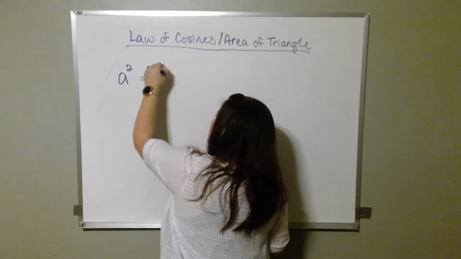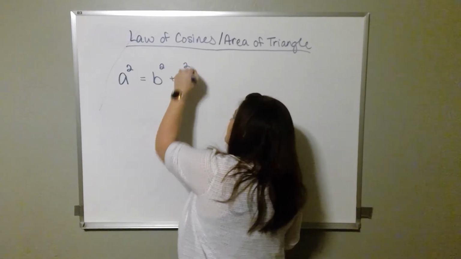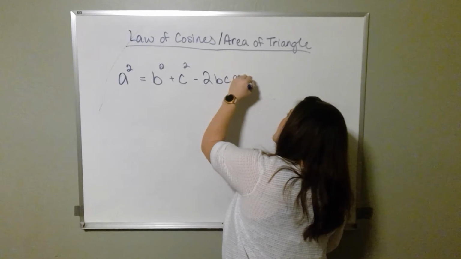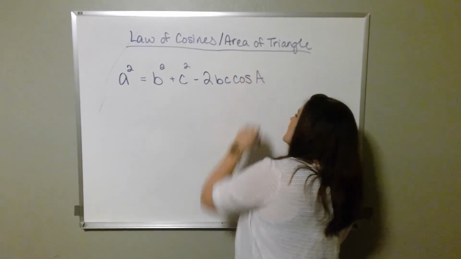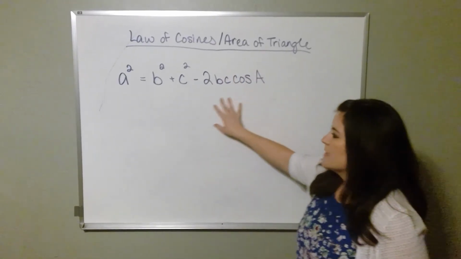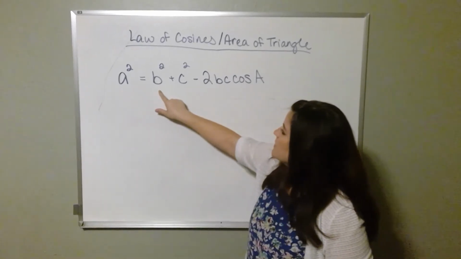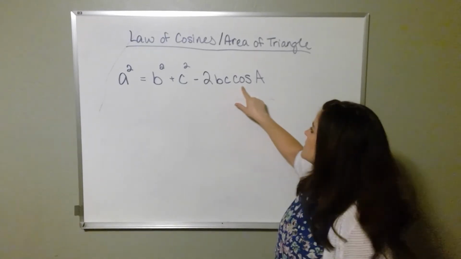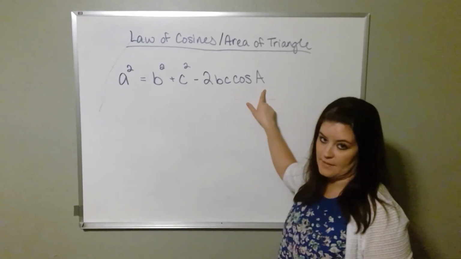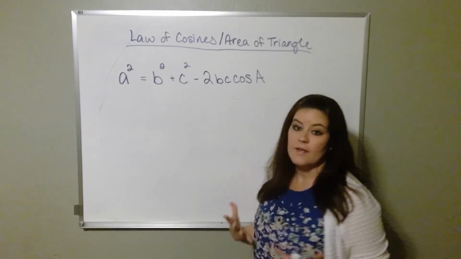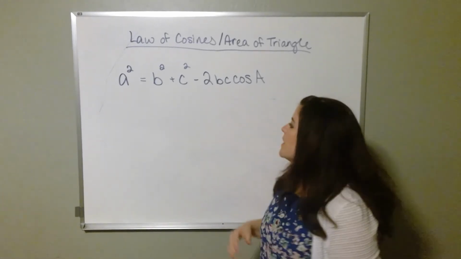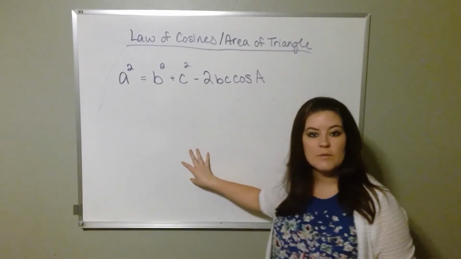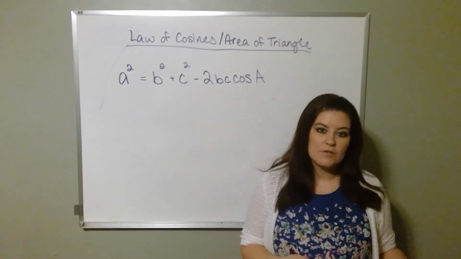So the law of cosines actually has three different forms. The first form looks like this: a squared equals b squared plus c squared minus 2bc times the cosine of angle A. Okay, so that's a lot, and I have two more to give you, but you never use all of them at the same time. You'll pick and choose which equation you'll use based on the information that you're given.